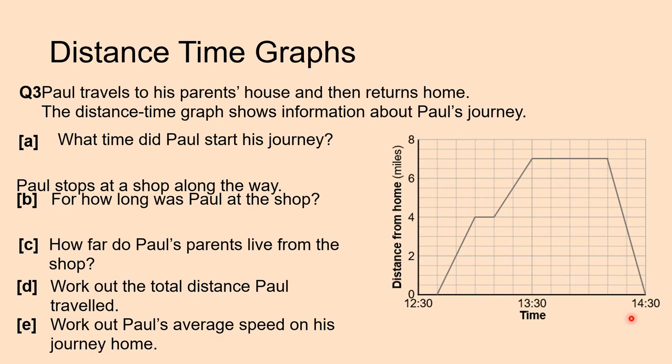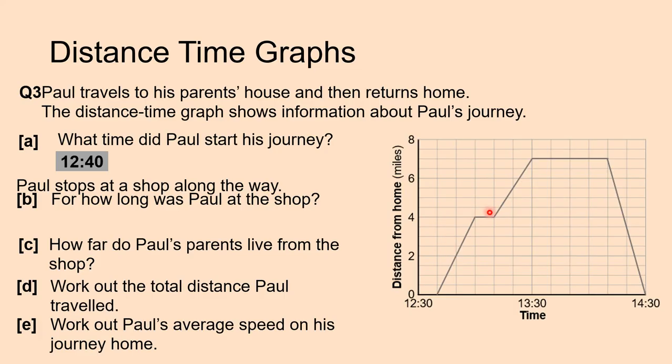Final question. Paul travels to his parents' house and then returns home. The distance time graph shows information about Paul's journey. So it says, what time did Paul start his journey? Pause the video and answer these questions. Paul started his journey at, so there's 1, 2, 3, 4, 5, 6 gaps in an hour, so each gap is 10 minutes. So it was 10 minutes past 12:30, so he started at 12:40.